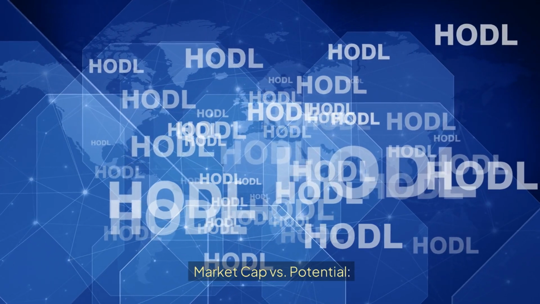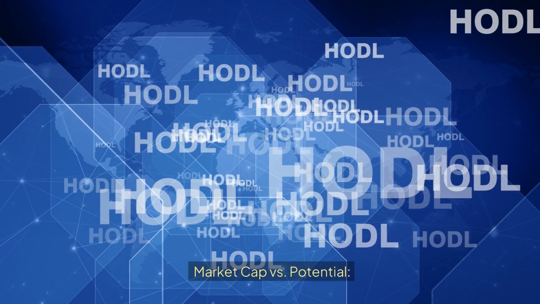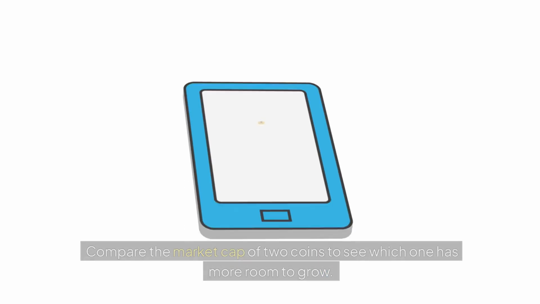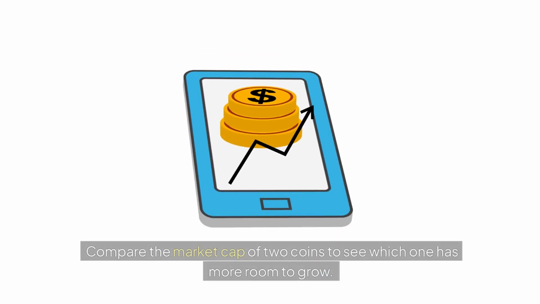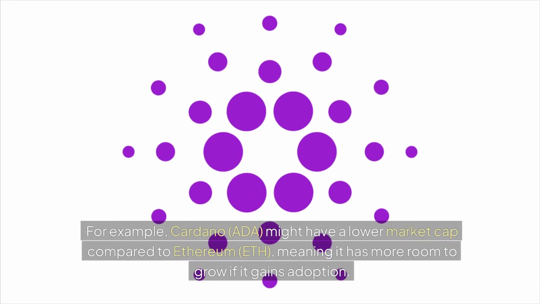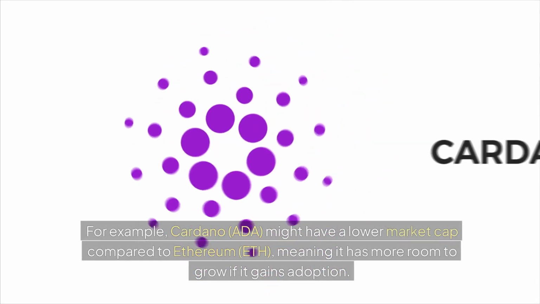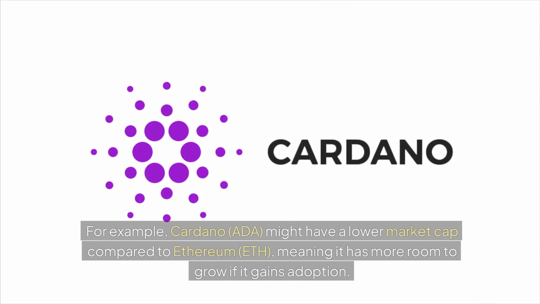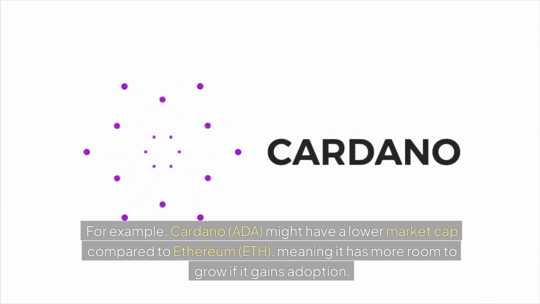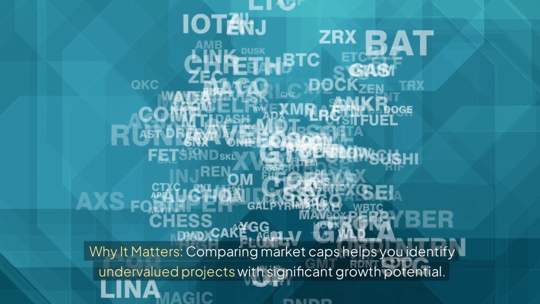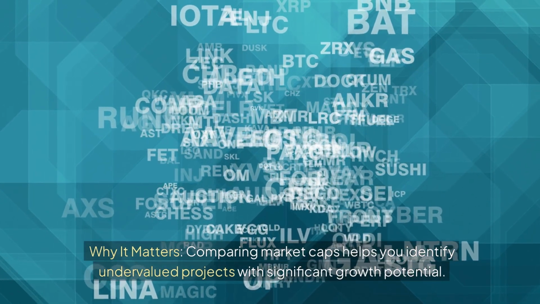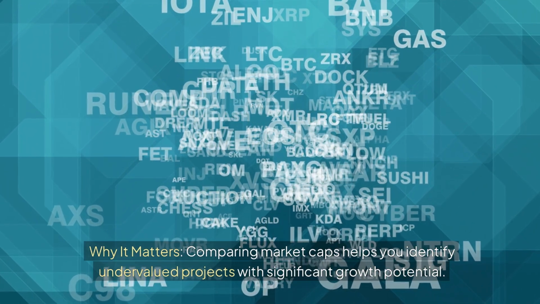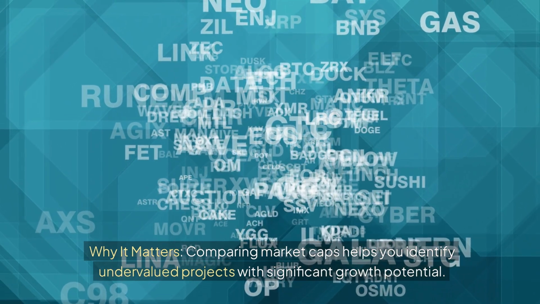Market cap versus potential. Compare the market cap of two coins to see which one has more room to grow. For example, Cardano, ADA, might have a lower market cap compared to Ethereum, ETH, meaning it has more room to grow if it gains adoption. Why it matters. Comparing market caps helps you identify undervalued projects with significant growth potential.